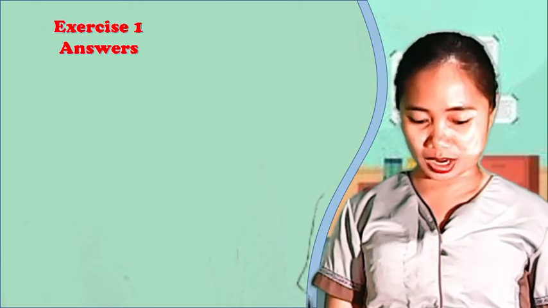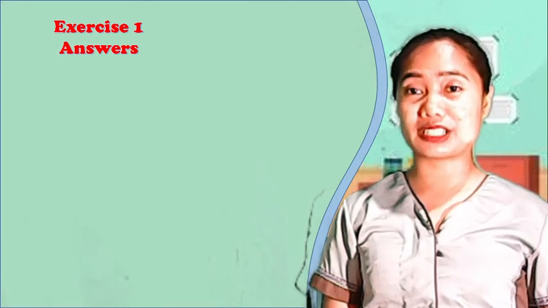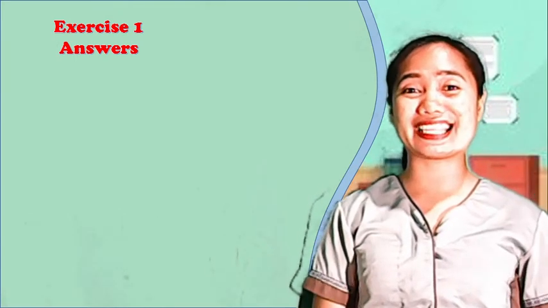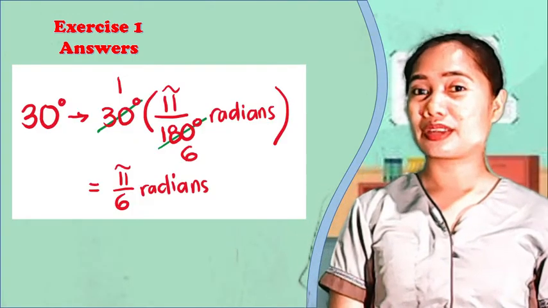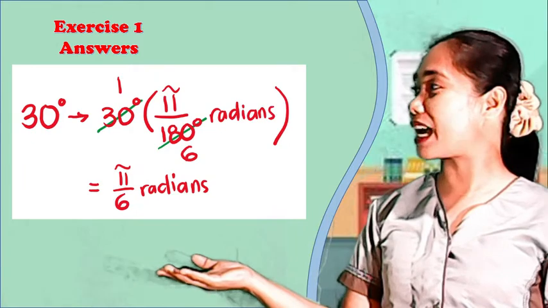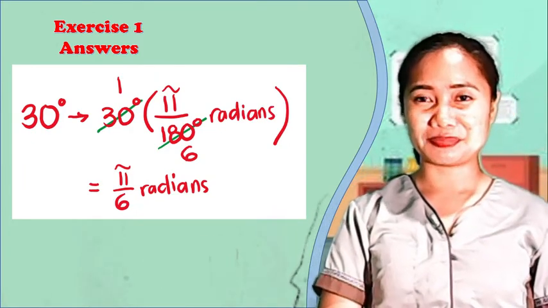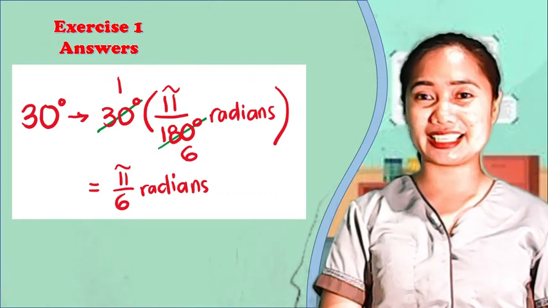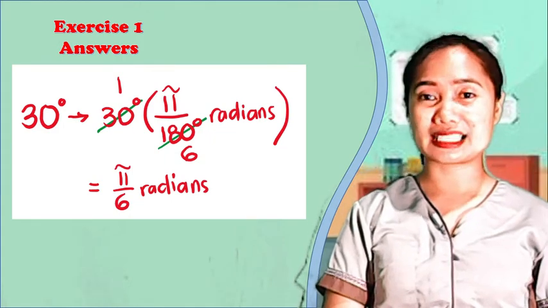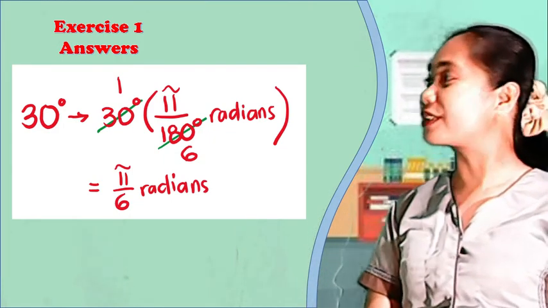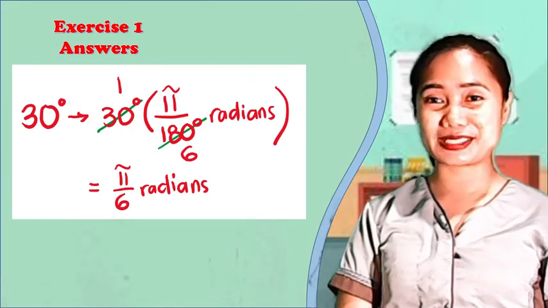For exercise 1, the first given is 30 degrees. We should convert it into radian measure. So what are we going to do? 30 degrees multiplied by pi over 180. Then if we cancel 30 and 180, that would be 1 over 6. Therefore, the radian measure would be pi over 6 radians.